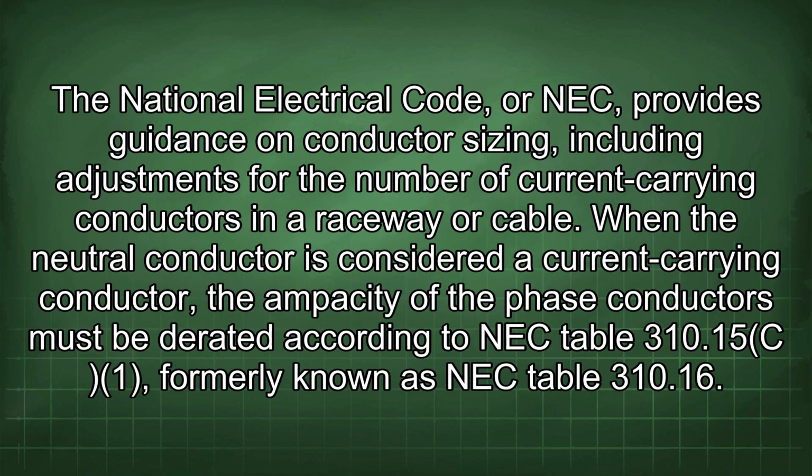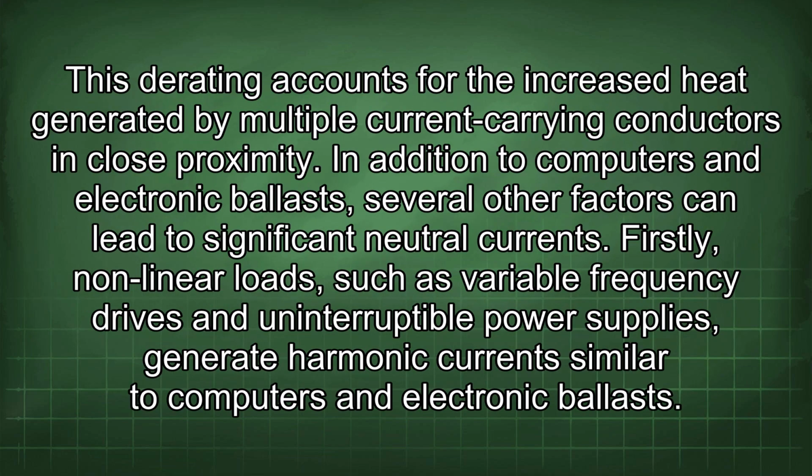The National Electrical Code, or NEC, provides guidance on conductor sizing, including adjustments for the number of current-carrying conductors in a raceway or cable. When the neutral conductor is considered a current-carrying conductor, the ampacity of the phase conductors must be derated according to NEC Table 310.15, formerly known as NEC Table 310.16. This derating accounts for the increased heat generated by multiple current-carrying conductors in close proximity.